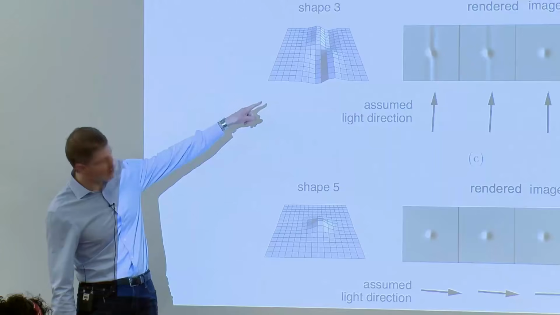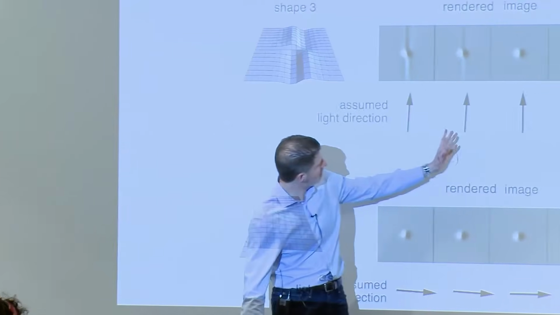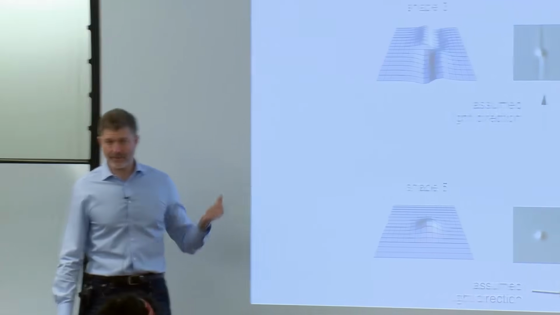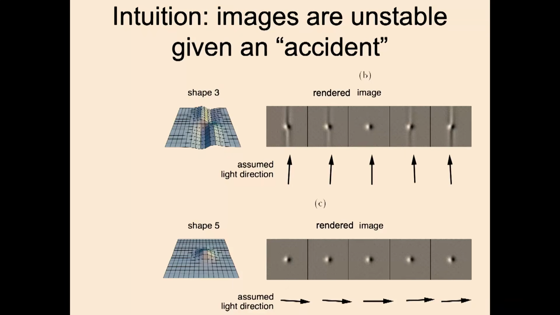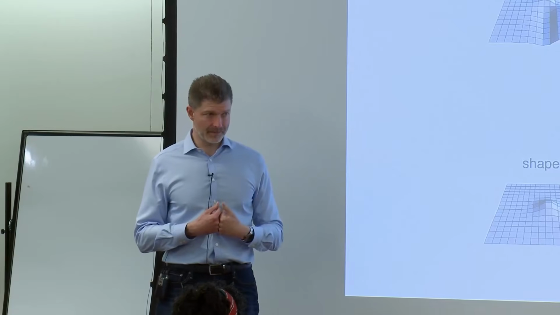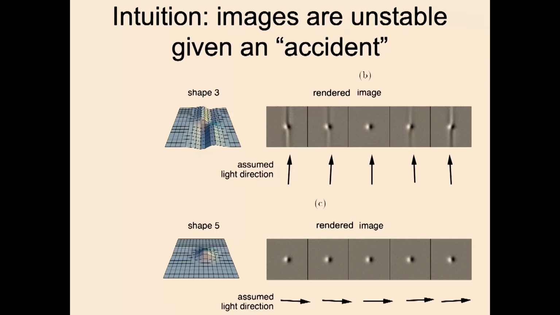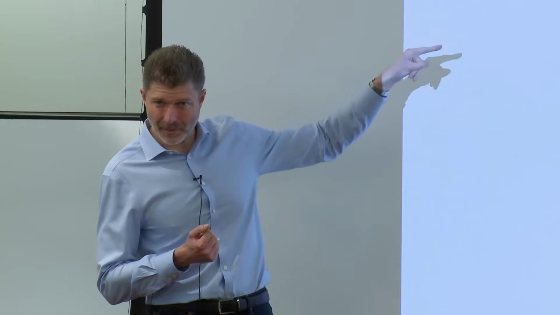Whereas for the accidental scenario, given this shape, if you change the illumination just a hair, the image that you would get from that combination of shape and illumination changes a lot, because you really have to get the shape and the illumination to line up exactly right in order to render that image. So that's the first idea: there's something very different about these scene interpretations. This one is stable and this one is unstable. All right, well, so what, you might say?